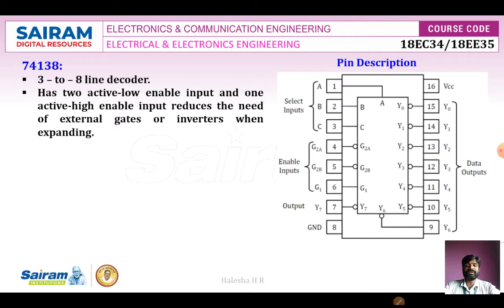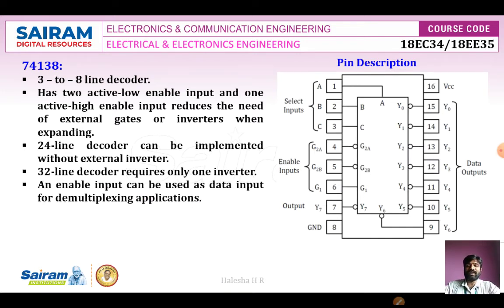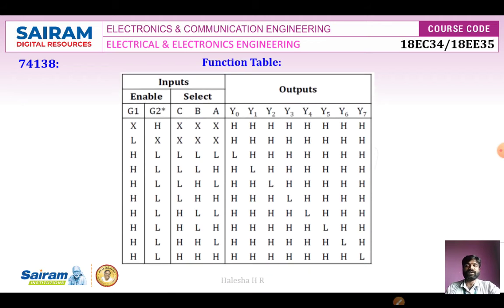With this we can implement a 24 line decoder without an external inverter, and we can implement a 32 line decoder with only one inverter. Again, the enable input can be used as a data input for demultiplexing. If you use it for data input, it will be an 8:1 demux with 3 select inputs. So this is the corresponding function table.